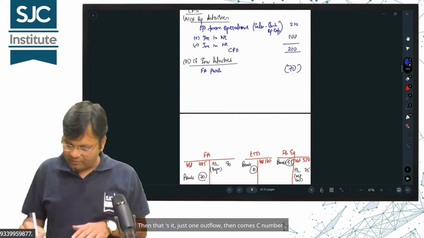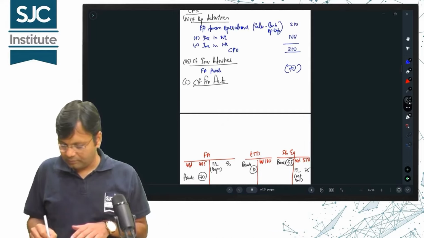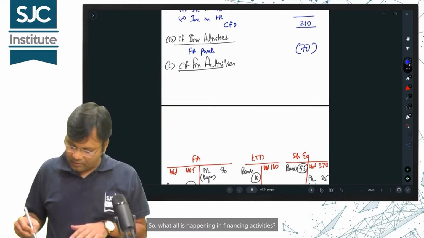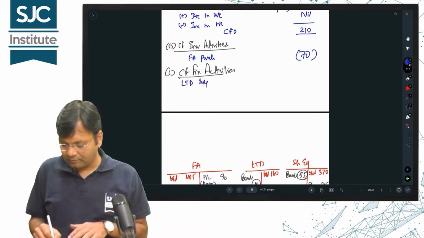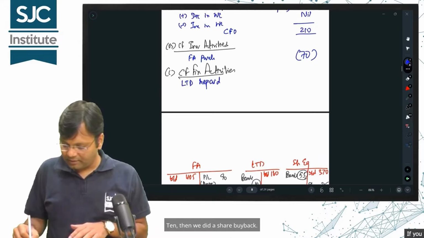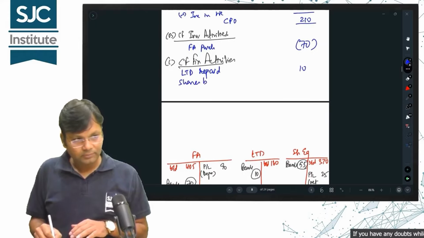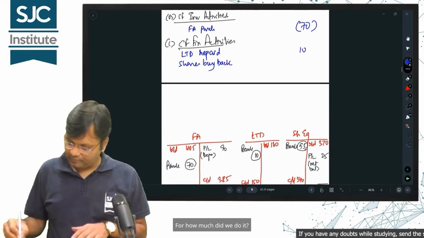Then that's it. Just one outflow, then comes C number. Cash flow from financing activities. So, what all is happening in financing activities? We have repaid debt, long-term debt repaid, 10, then we did a share buyback. For how much did we do it? 55.